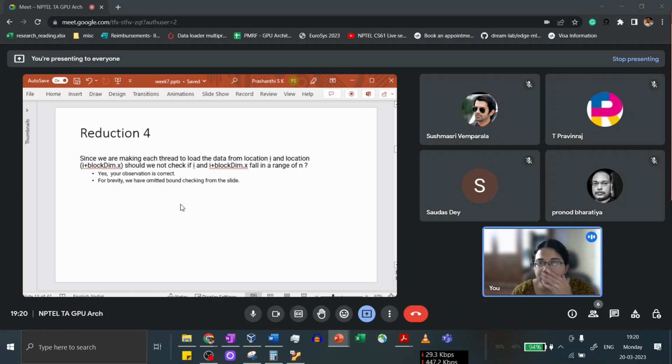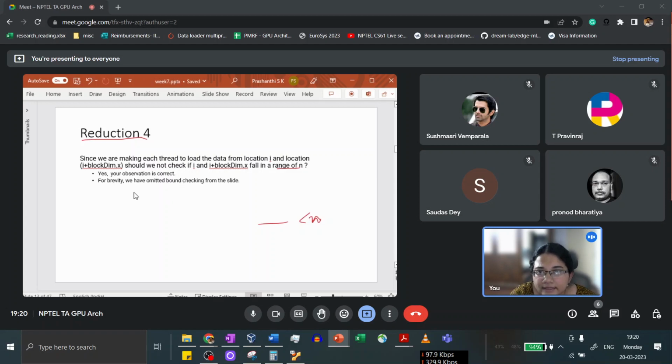The other question that was asked: since we are making each thread load data from location i and i plus blockDim.x, should we not check if both of these fall in the range of n? You may have noticed some checks in some reductions where i or i plus block dimension is checked as to whether it's less than n, right? So this person is asking about reduction 4 in the kernel that we picked up as an example, where this was not done. So why was it not done is the question.